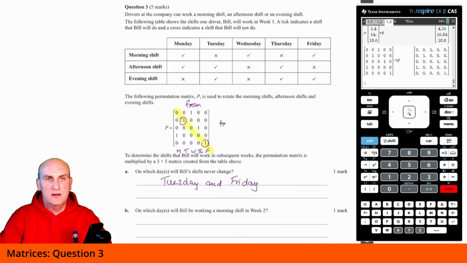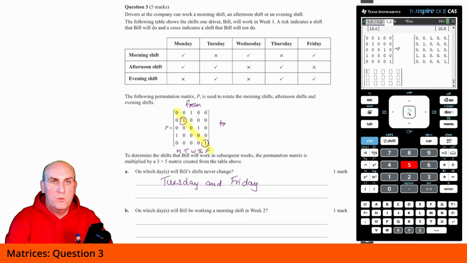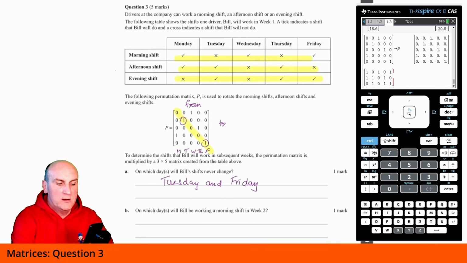Now I'm going to create another matrix. Because it's got to be multiplied by a 3 by 5, it's got to be that matrix first. So I'm going to do 3 by 5. Now what I'm doing is going across each row in my table. Everywhere I see a cross, I'm putting a 0, and everywhere I see a tick, I'm putting a 1. So 0, 1, 0, 1, 1. All right, and then I'm going to multiply that by P. Hit enter.